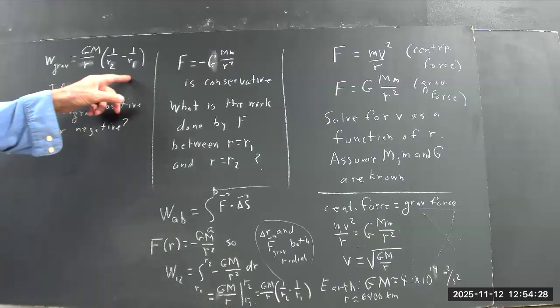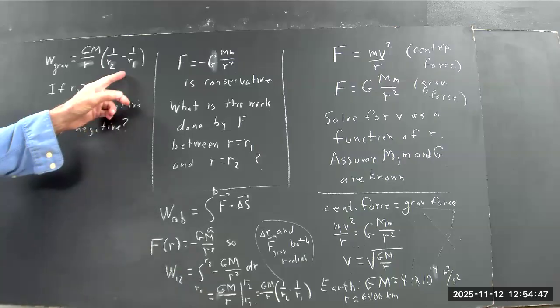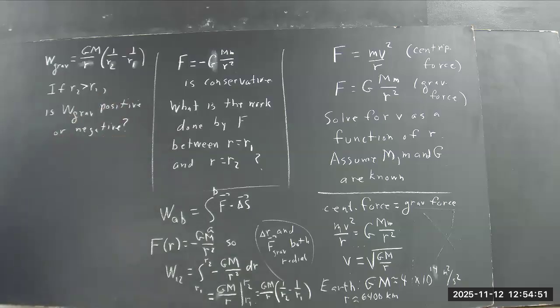What's bigger, 1 over R1 or 1 over R2? That confused me too. The reciprocal of the smaller number is bigger than the reciprocal of the bigger number. So it's negative.